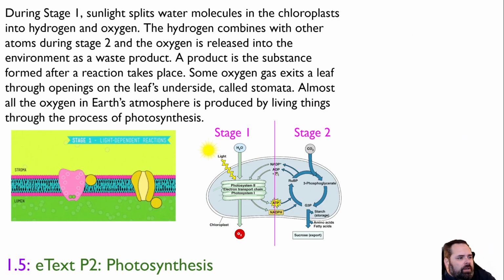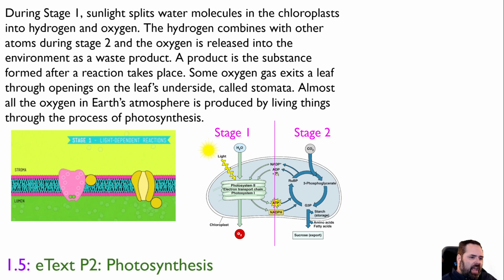During stage 1, sunlight splits water molecules in the chloroplast into hydrogen and oxygen. Hydrogen combines with other atoms in stage 2, and the oxygen is released into the environment as a waste product. That's pretty convenient for you and me because we need the oxygen. A product is the substance that's formed after a reaction takes place. It is the result material of the reaction.